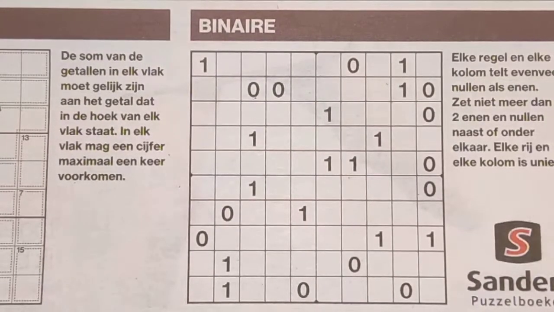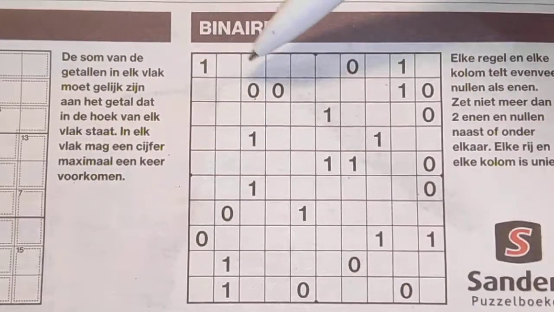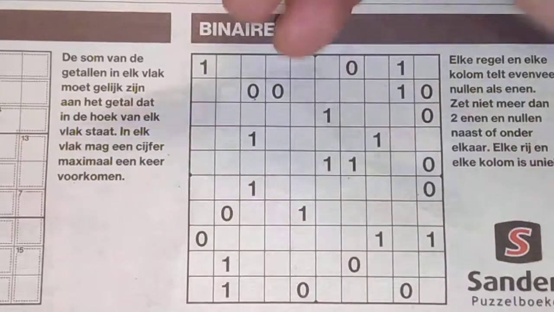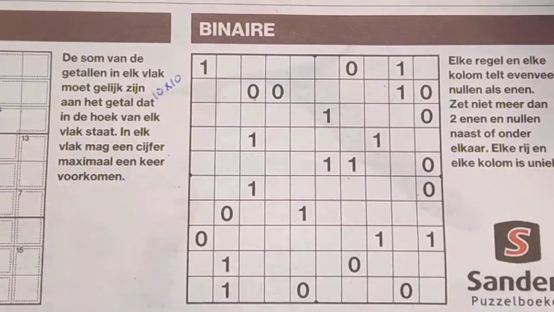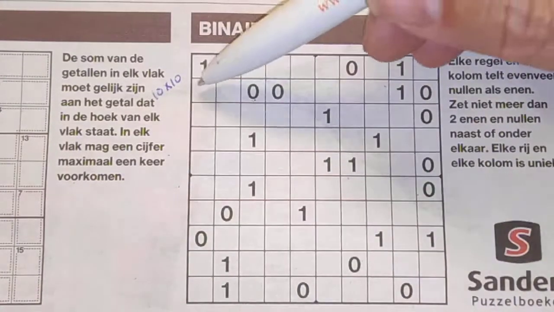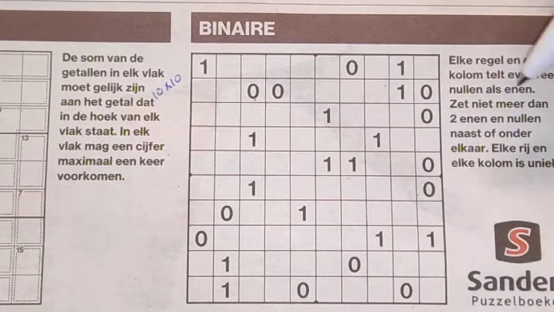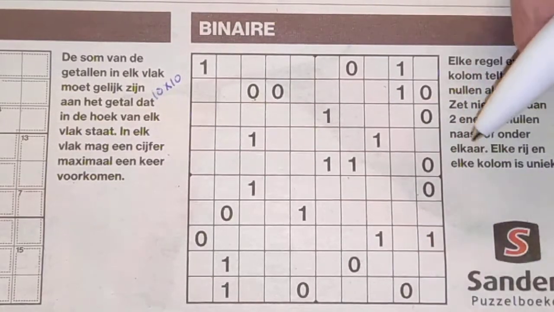The first one is a binary Sudoku. But what kind of binary Sudoku is this? Let me count. 1, 2, 3, 4, 5, 6, 7, 8, 9, 10. It's a 10 by 10 binary Sudoku. That means in a row or in a column, there are always five 0s and five 1s.